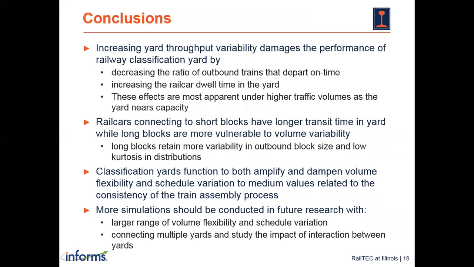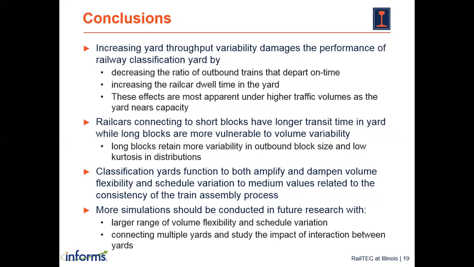These effects are most apparent under higher traffic volumes as the yard nears capacity, because small amounts of variation in daily volume and individual train size can still be handled efficiently when the yard is undersaturated. Based on the comparison of arriving and departing train size distributions and their performance, experiment results show that rail cars connecting to short blocks have longer transit time in the yard, while long blocks are more vulnerable to volume variability.